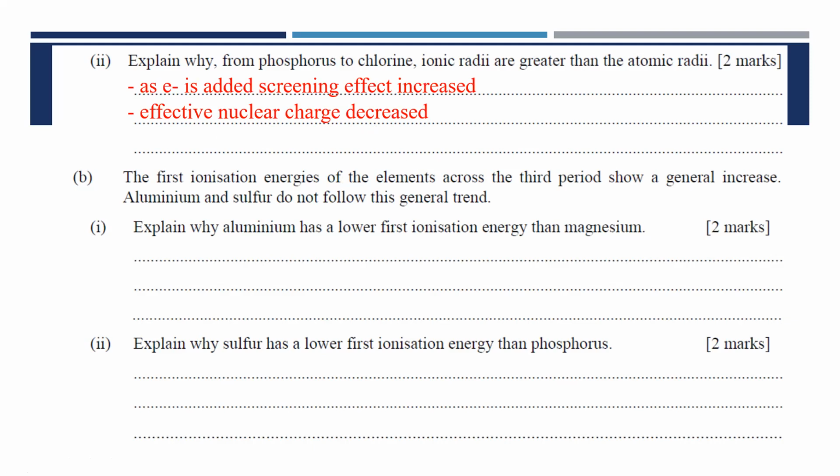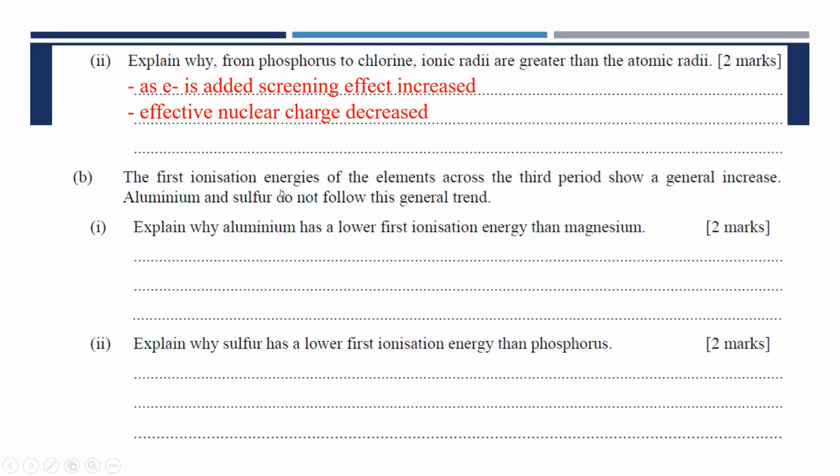So the first ionization energy of elements across the third period shows a generally increasing trend. Aluminium and sulfur do not follow this general trend. So explain why aluminium has a lower first ionization energy than magnesium.